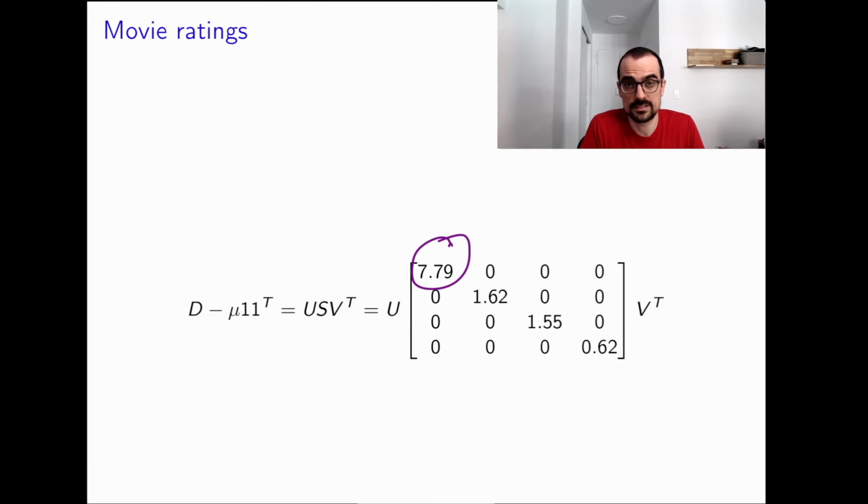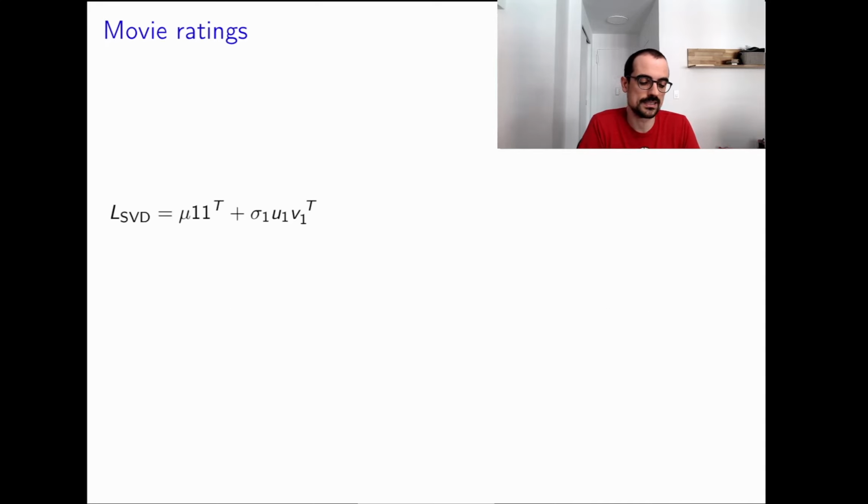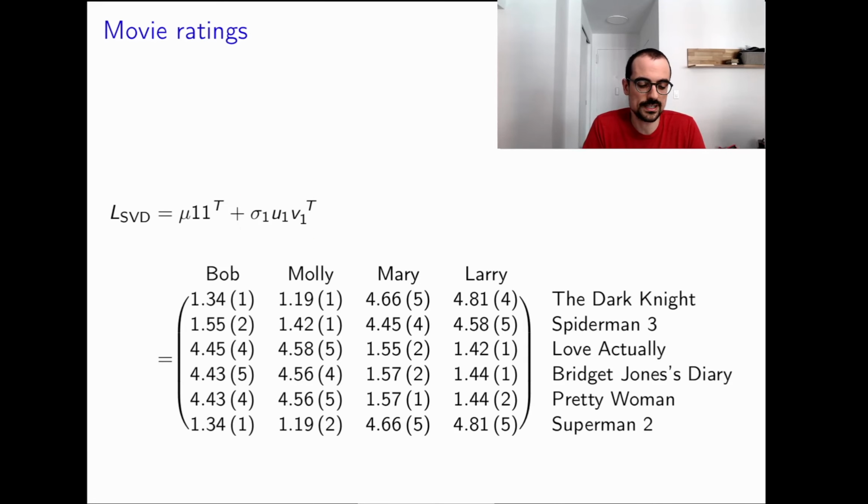So this suggests building a rank 1 model for this data. How do we do it? Usually we have to sum R terms. Here we just have 1. Then we're going to add back the mean, because we need to see whether we're approximating the ratings well. So let's see how good this rank 1 approximation is.